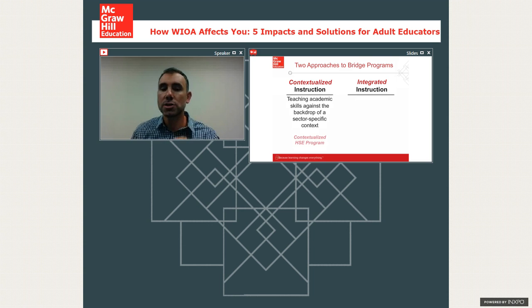So contextualized instruction is teaching academic skills against the backdrop of a sector-specific context. An example of this might be a contextualized HSE program, or even a career readiness program that's focused on something like the Work Keys test. The focus is the academic skills. If you're dealing with learners, say, who are in adult secondary education, they're really close to attaining their high school equivalency. The mindset here is let's get them to that point. They're so close, let's have them earn that.